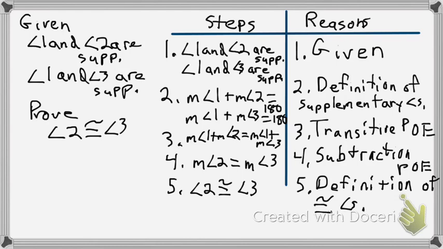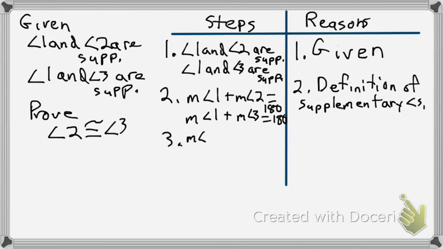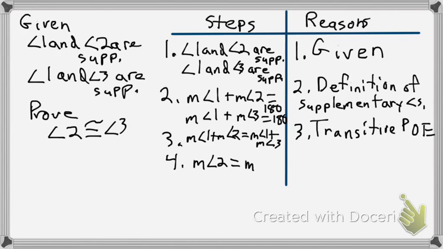Okay. Oop, went too far. Okay. So, definition of supplementary angles. Again, we have that same pattern. We have two quantities which are equal to 180 degrees. Since both are equal to 180 degrees, we can set them equal to each other. So now we cut out that 180. So we have 1 plus 2 equals 1 plus 3. Again, that process is called the transitive property of equality.